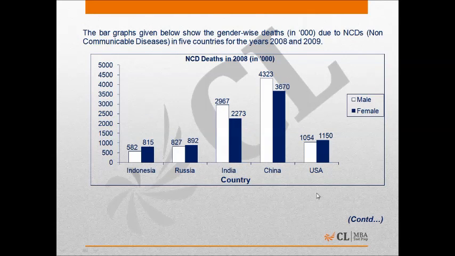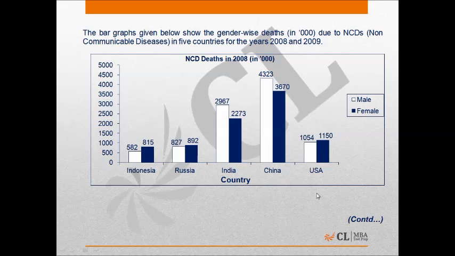The bar graphs given below show the gender-wise deaths due to NCDs, non-communicable diseases, in 5 countries for the years 2008 and 2009. From the graph shown on this slide for 2008, we can check the number of males or females who died in the given year, that is 2008, in any of the 5 countries.